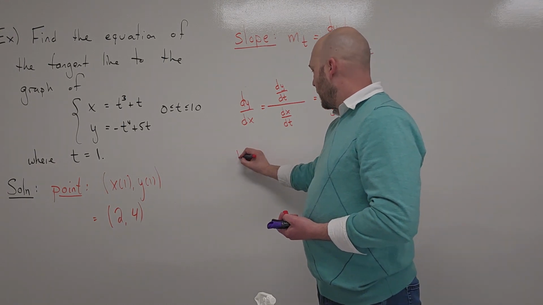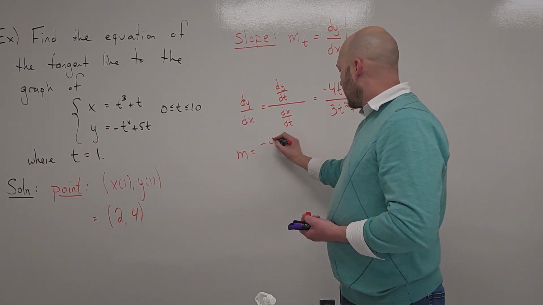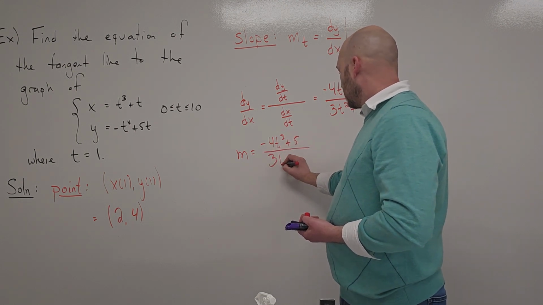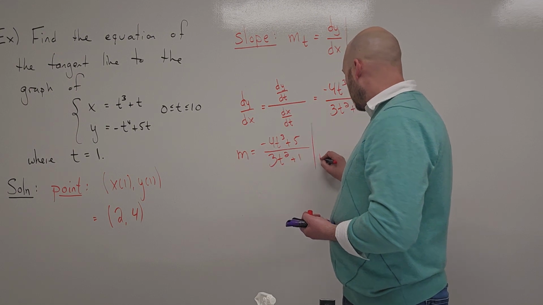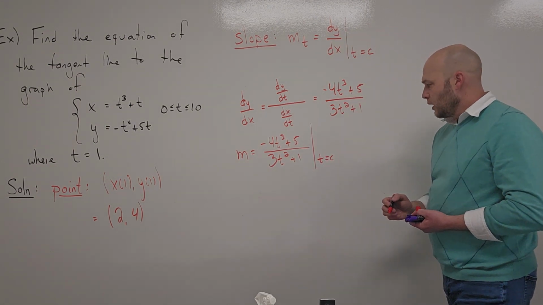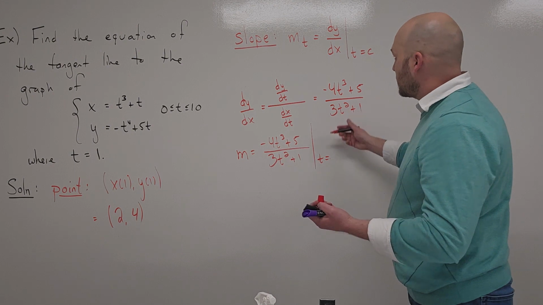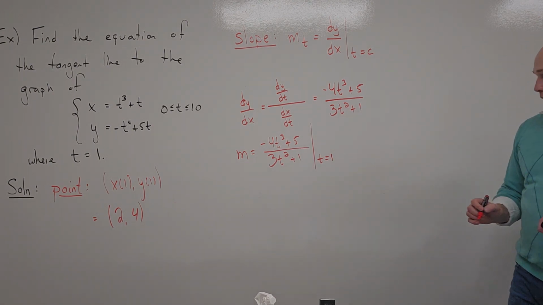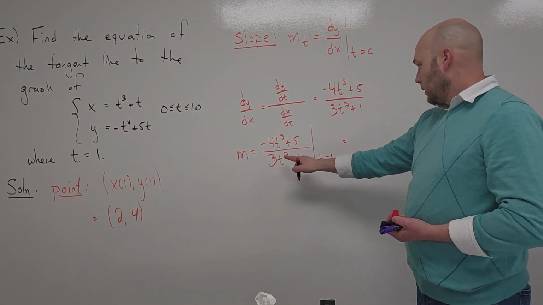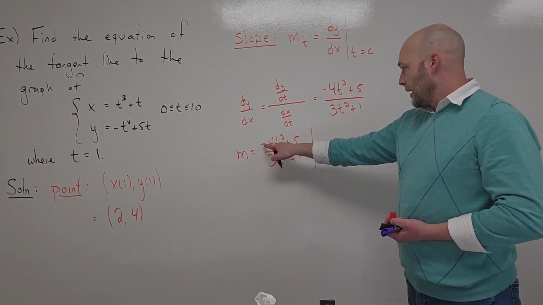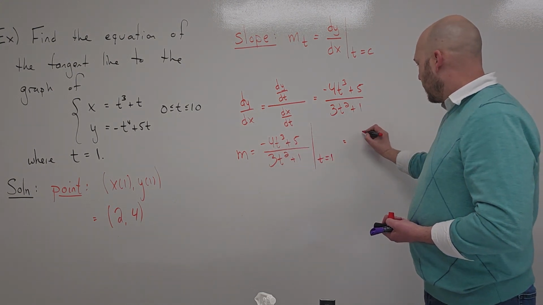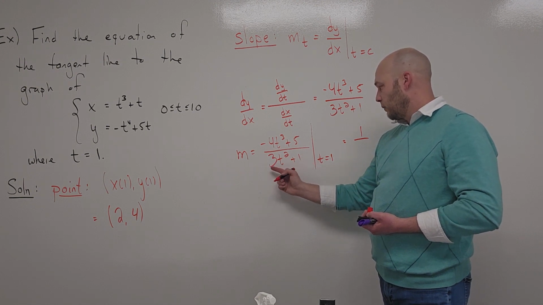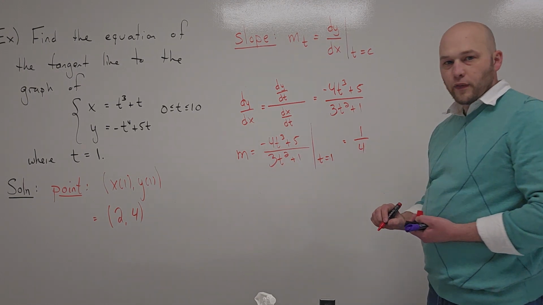And therefore, my slope m would be that expression we just found, evaluated when t is equal to c. In this case, our c value is 1. Okay. So I plug that in, and I'm going to get 1 to the 3rd is 1, so I've got negative 4 plus 5 would be 1, divided by, plug 1 in down here, 3 times 1 squared plus 1 would be 4. So my slope is 1/4.